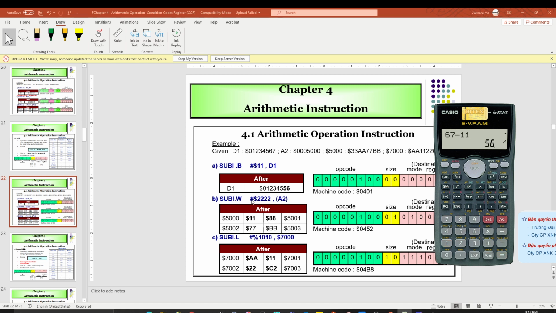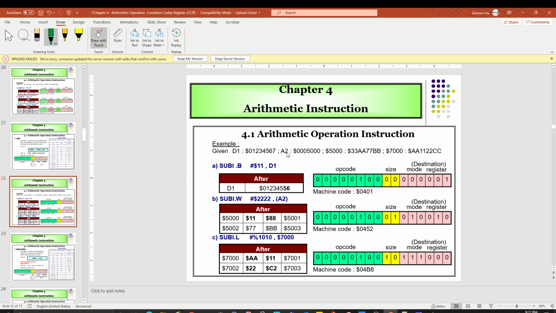So subI.W 2222, with bracket A2, means that you have to refer to the memory. If you want to look at this one, A2 is given this one. So it's equivalent to putting the value directly, 00005000. If I just put this value over here, I'm referring to the location. But in this example, you just use the bracket A2, so the word at 5000.